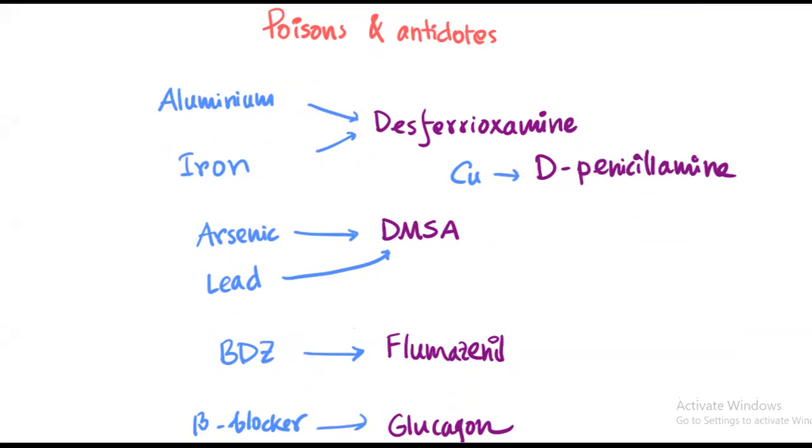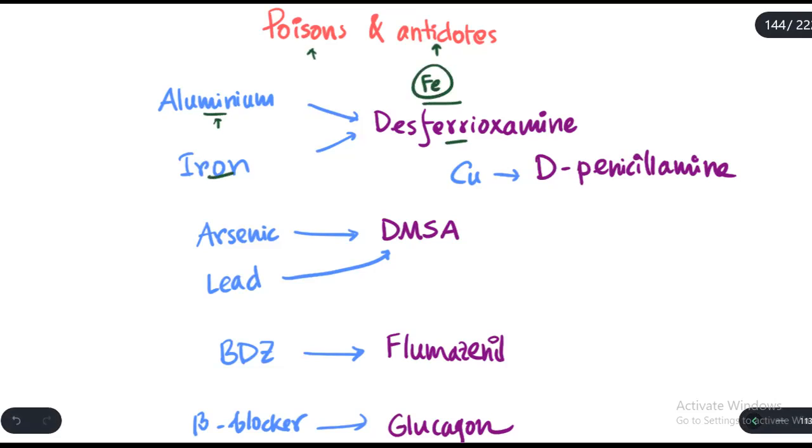Let us talk about the antidotes of different poisons. Some antidotes are used in multiple poisonings, whereas some poisonings have multiple antidotes. So start with aluminium poisoning and iron poisoning. Both of them have the same antidote, which is desferrioxamine. You have the ferri, meaning iron, so it's easy to remember that it's an antidote for iron, but also remember it's an antidote for aluminium poisoning.